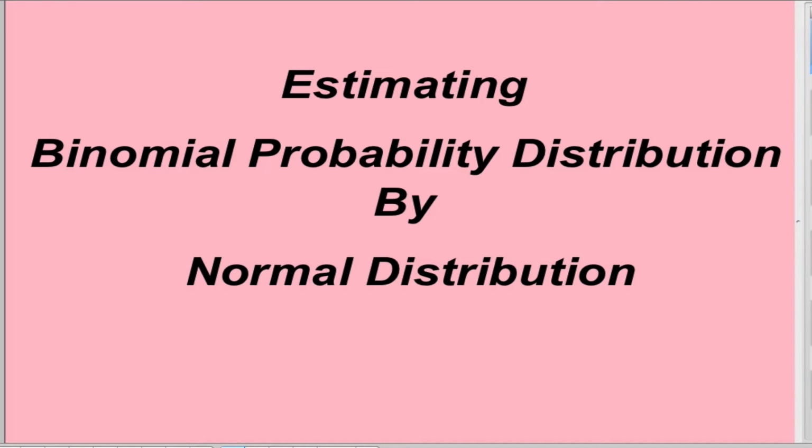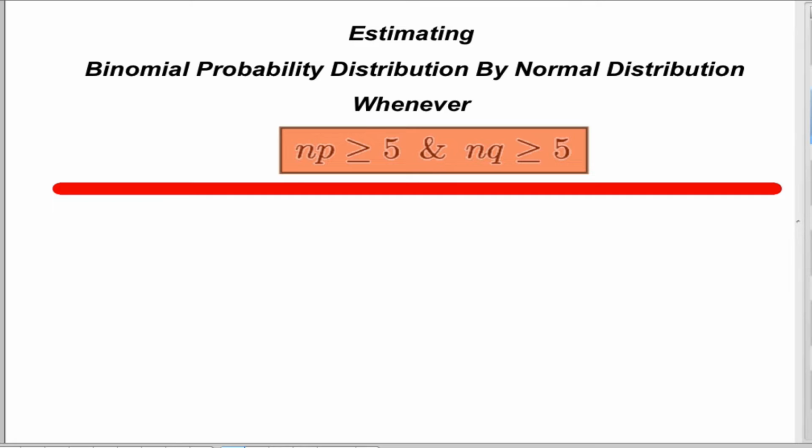This is a brief lecture on how to estimate binomial probability distribution by using normal distribution. We will get a very good estimation anytime n times p is greater than or equal to 5, and also n times q is greater than or equal to 5.